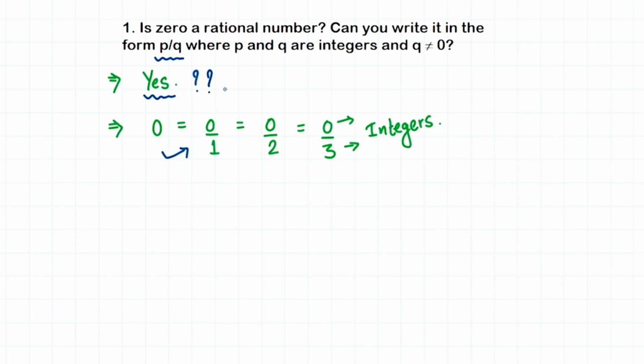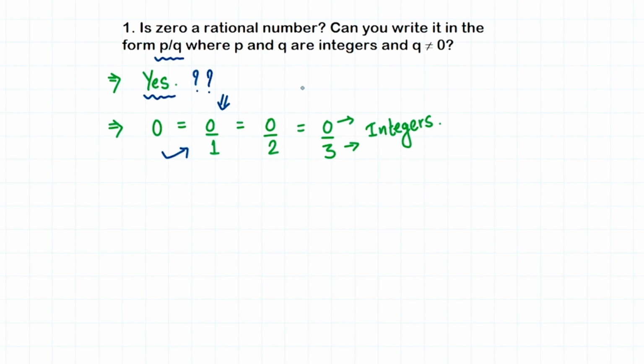So again, if we can write any number in the form of p divided by q or in fractions, then that number is a rational number, and we just proved that we can write 0 in the form of fractions, right? And hence 0 is a rational number, and our answer is yes, okay? So that's our answer to our first question.